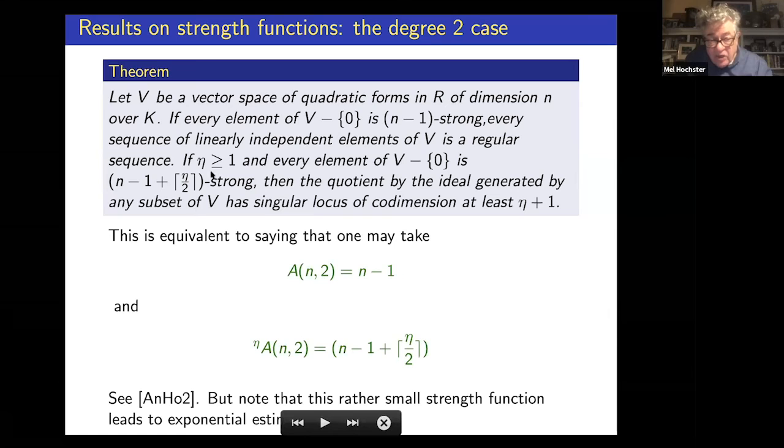So if you have this much strength, n minus 1 plus eta over 2 rounded up, you not only get quotients, you get regular sequence in which the singular locus has codimension at least eta plus 1. So in terms of A, I said this without using A. In terms of A, it says A of n2 is n minus 1, and eta A of n2 is this function that I have in the statement of the theorem. But this rather small strength function, when you go to B, leads to exponential results.